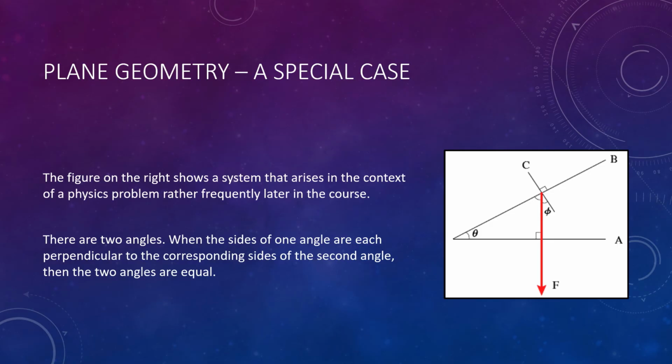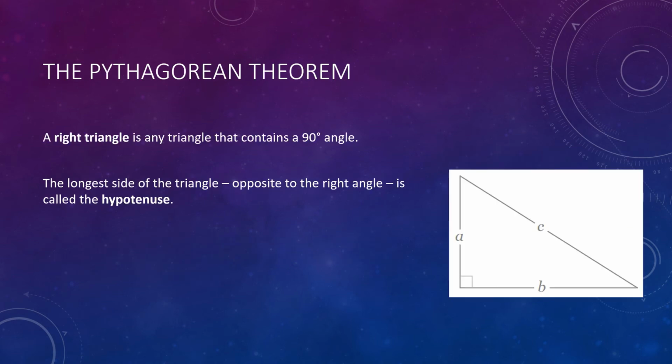Okay. Let's move on to the beginning of our final topic in this lecture. We're going to deal with right triangles quite frequently in the course. So a right triangle, by definition, is any triangle that contains a 90-degree angle. And again, we represent a 90-degree angle with this little box in the angle. The longest side of your triangle is always opposite to the right angle. In this case, it would be side C. And the longest side of a triangle is what we call the hypotenuse.